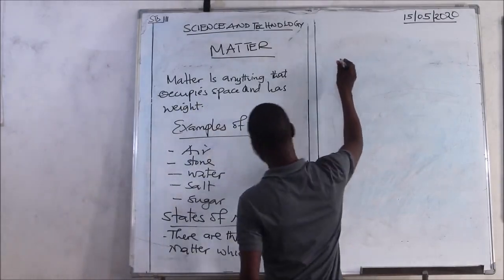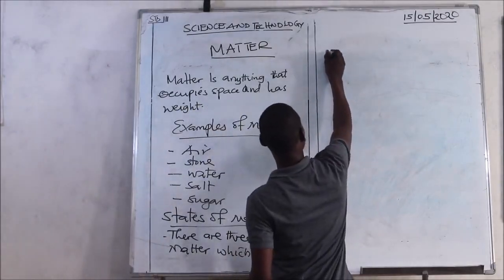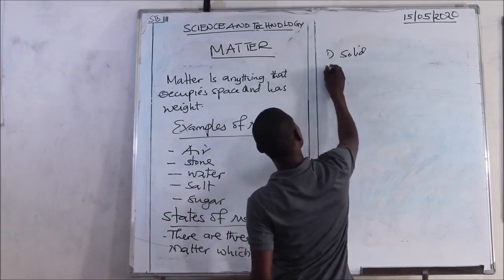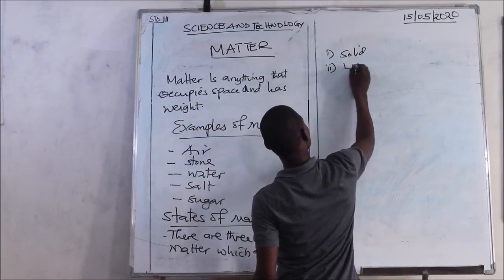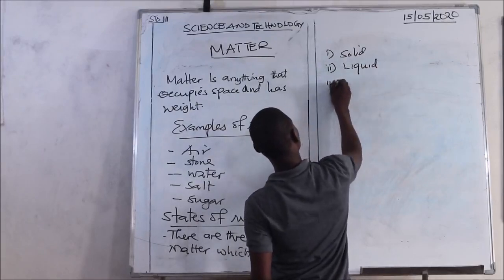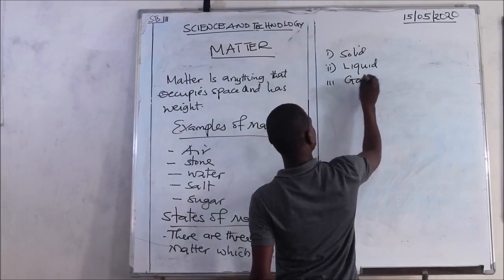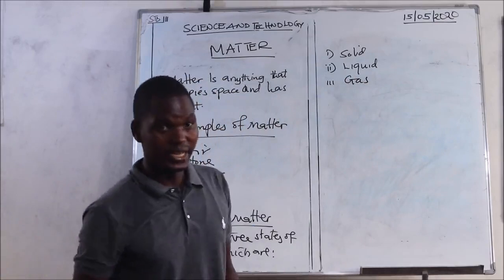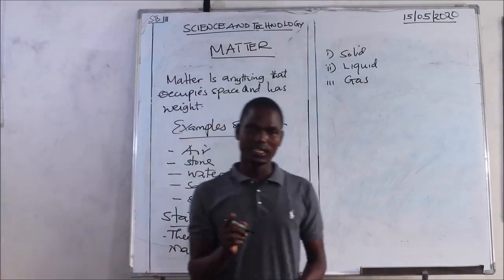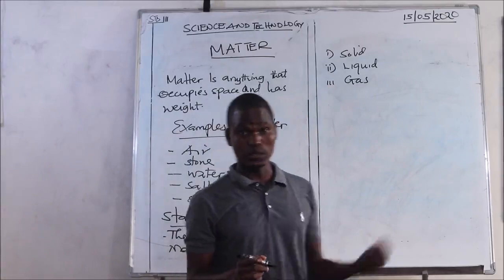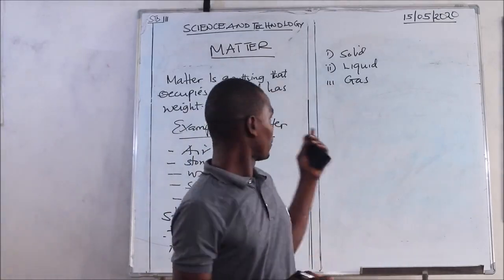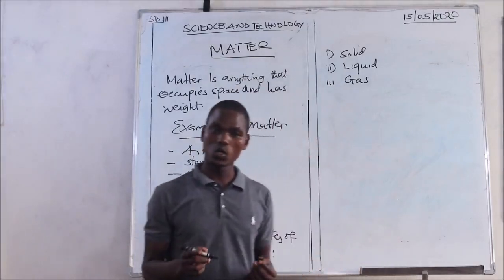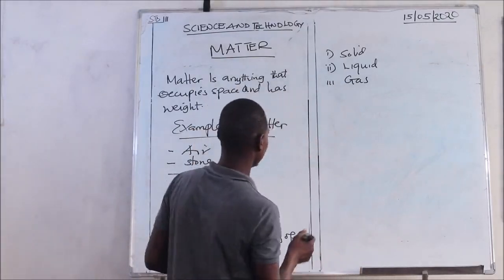There are three states of matter, which are: first one is solid, liquid the second one, and the third one is gas. Solid, liquid, and gas. Those are the three states of matter. Now, let's start with our first substance that is solid. Let's see what is the solid state of matter and the behaviors.